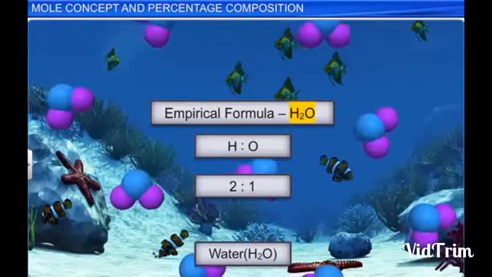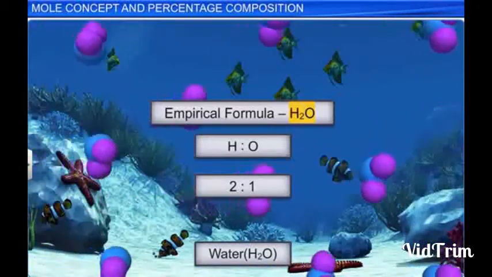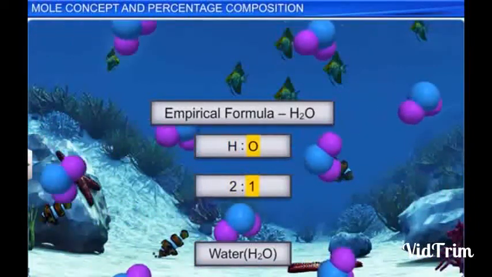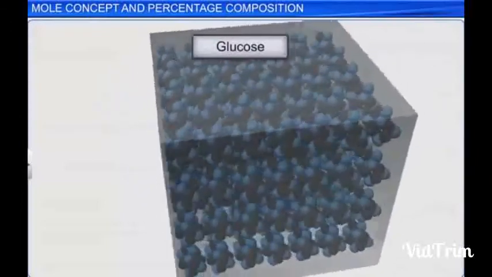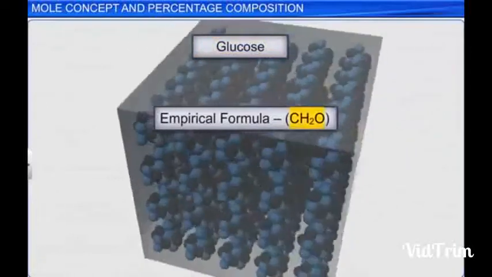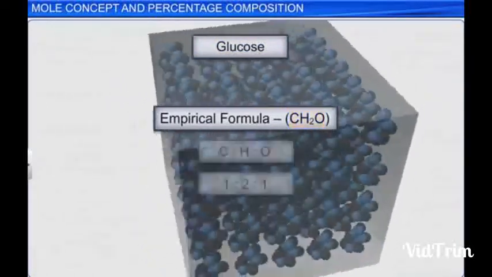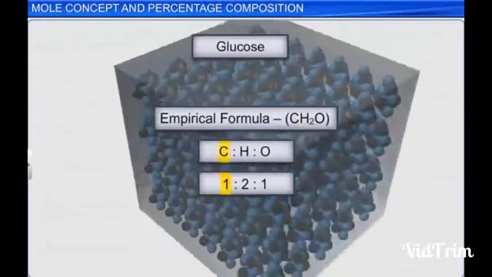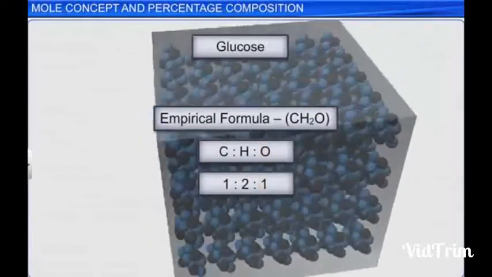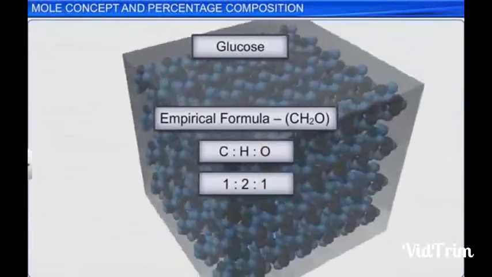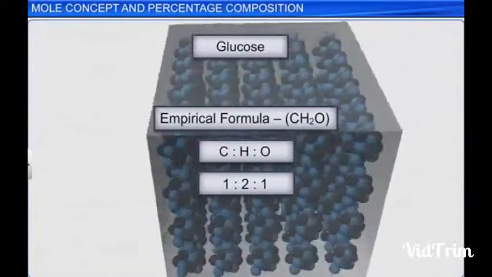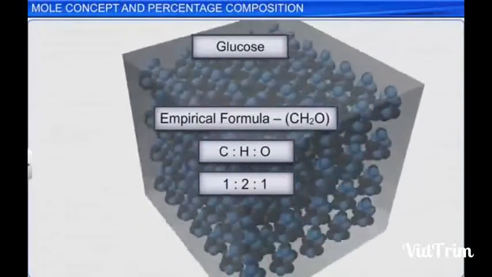This indicates that in water, 2 hydrogen atoms are present for each oxygen atom. Similarly, the empirical formula of glucose is CH2O. This indicates that there is 1 carbon atom for every 2 hydrogen and 1 oxygen atoms. Note that the empirical formula only indicates the atomic ratio of the elements present in one molecule of the compound. Now, let's look at molecular formula.